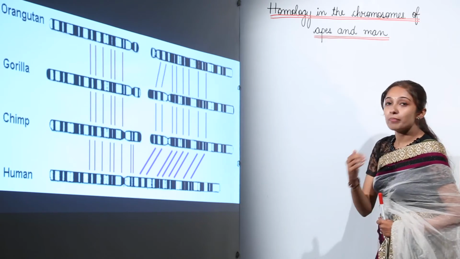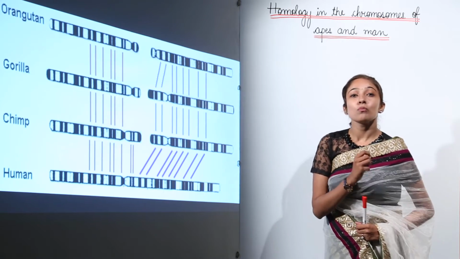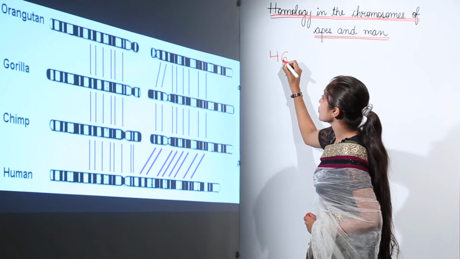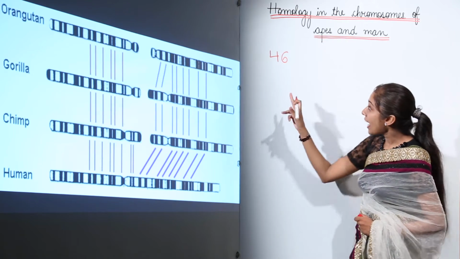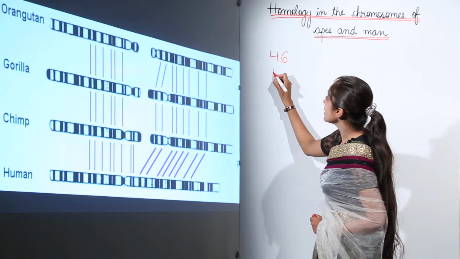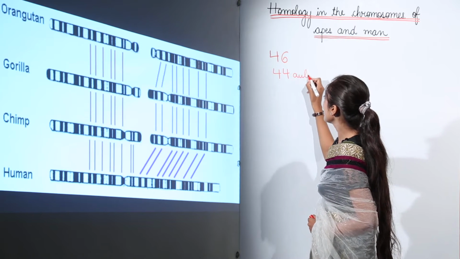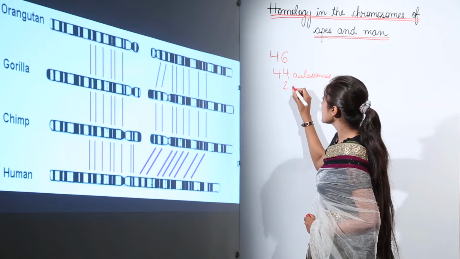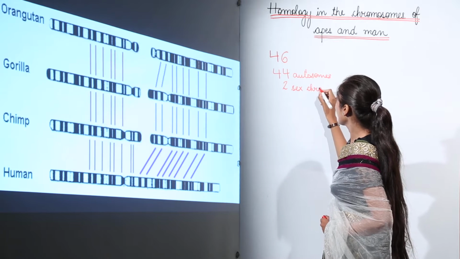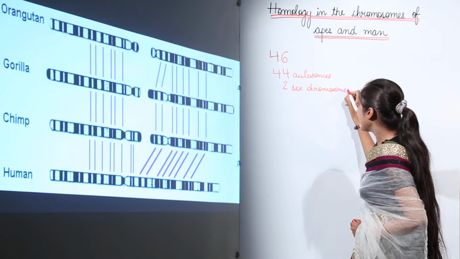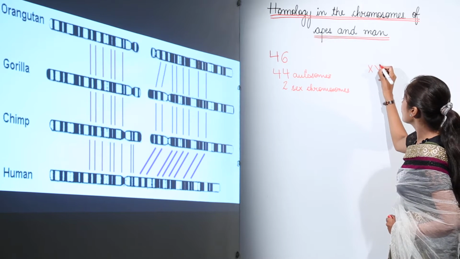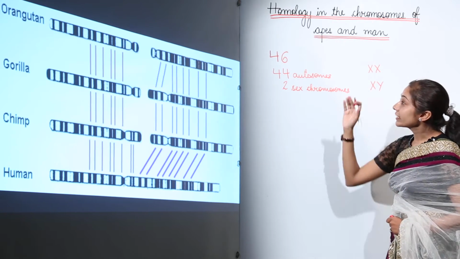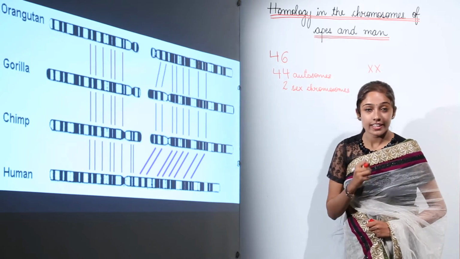So, as a whole, let me begin with the basics. If we talk about the chromosome number in human beings, then human beings have 46 chromosomes, right. Out of these 46 chromosomes, we have 44 autosomes and we have 2 sex chromosomes, which are namely XX in case of females and XY in case of males. So, this is the chromosome number that we find in case of human beings.